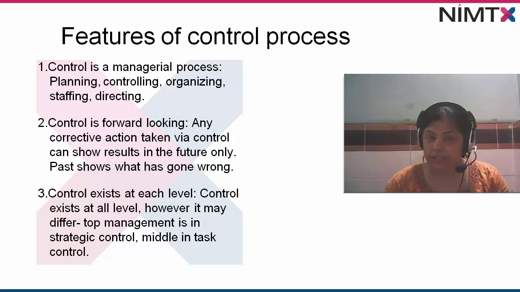It exists at each level. You understand it? Every employee of an organization needs to have control. However, it may differ. Top management is in strategic control, middle management in task control. Top management plans it, top management sets the standard. So they are in strategic control. Strategic is a vision of 5-10 years ahead. So top management looks into it, and middle management looks at the task control.